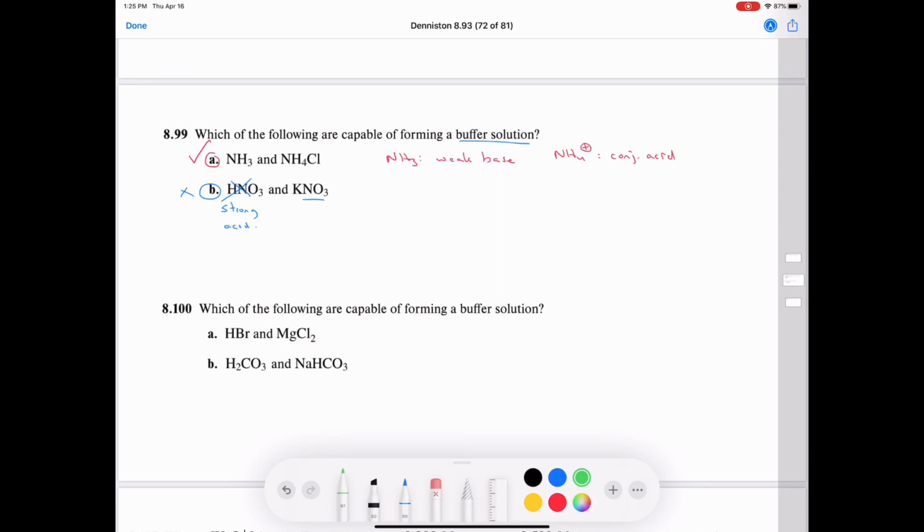The next question asks us the same thing. In A, we have HBr and magnesium chloride. First of all, hydrobromic acid is a strong acid, so this is not going to be a buffer solution. Also, chloride is not the conjugate base of HBr, and thus A will obviously not form a buffer solution. In B, I have carbonic acid and sodium bicarbonate. Well, carbonic acid is a weak acid, and bicarbonate is its conjugate base in the form of a salt, sodium bicarbonate. So carbonic acid and sodium bicarbonate will form a buffer solution.